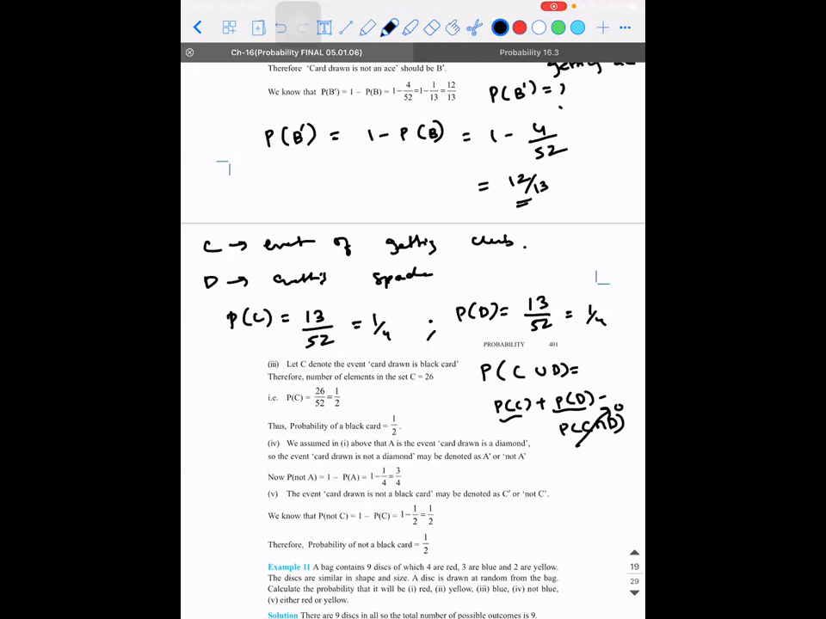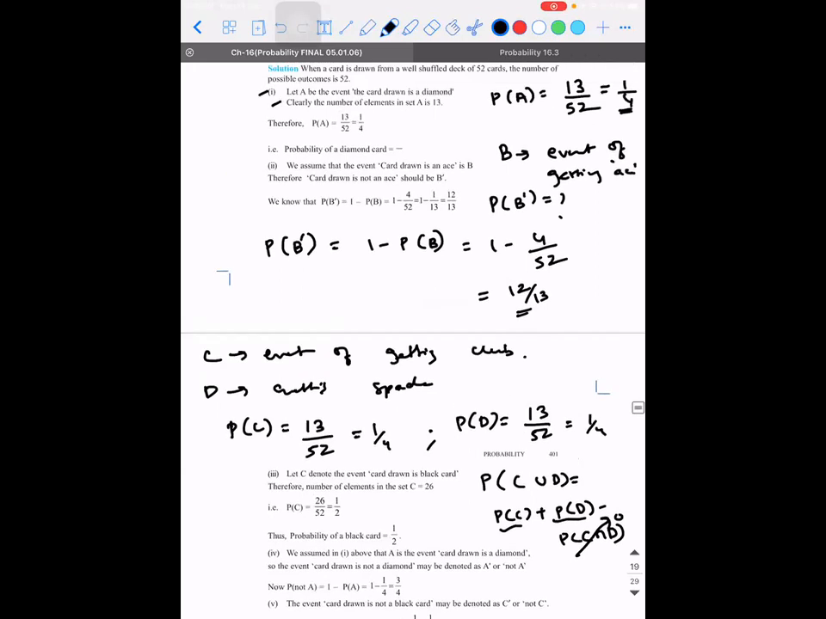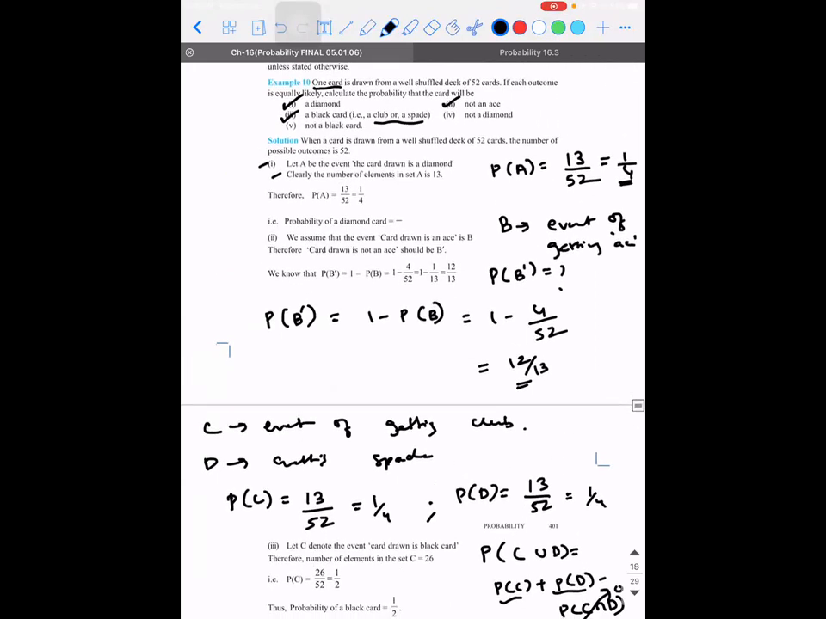Or else we could have directly gone with the concept of number of black cards itself. So what are the total number of black cards? 26. So 26 out of 52, you have 50% chance of getting a black card.